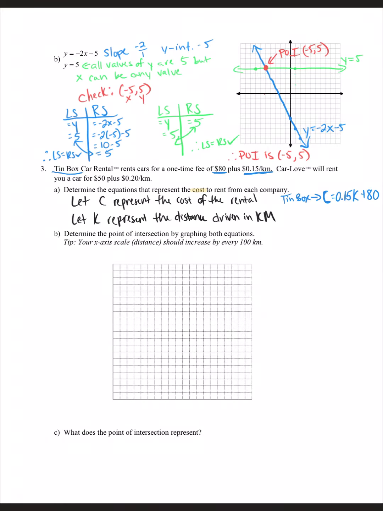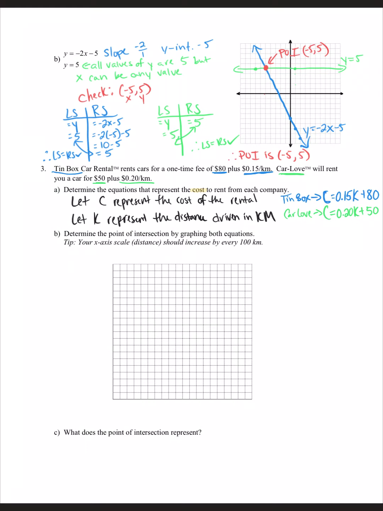If we take a look at Car Love, it's going to charge $50 plus 20 cents per kilometer. So Car Love is going to have a cost of 20 cents per kilometer, so 0.20 times K, plus that $50 one-time fee. Okay, so we've essentially created a linear system here. We have two equations of lines.